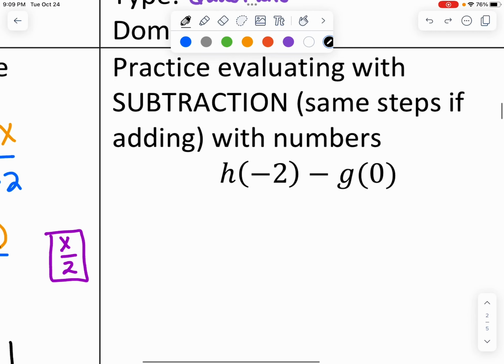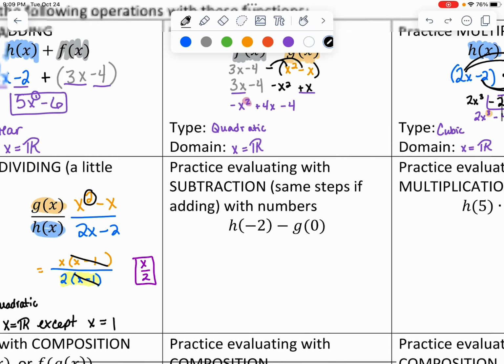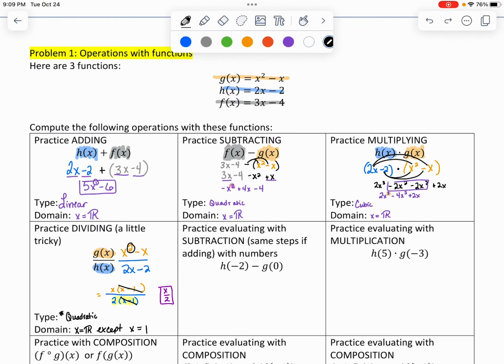Now subtraction, but we're going to do it with numbers instead of with x's. So our answers will not be functions or expressions like these. Our answers will simply be a number. We're going to go to h, which is blue, and plug in -2. Then we're going to go to g, which is peach, and plug in 0.